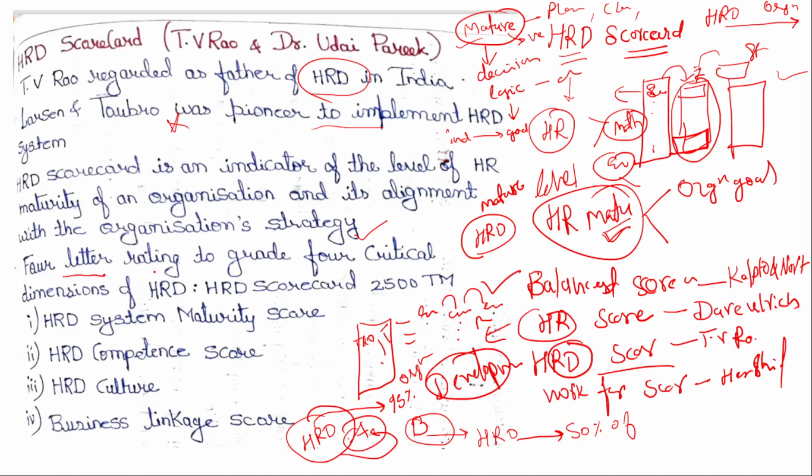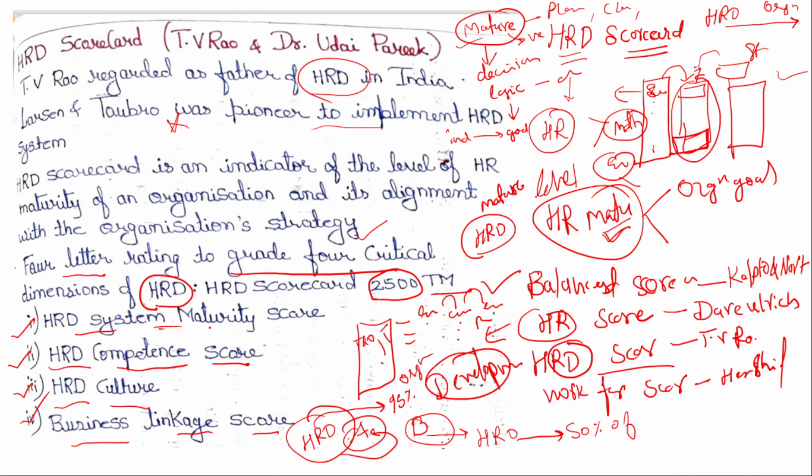These are the 4 critical dimensions of HRD. This is also called the HRD Scorecard 2500 TM. These 4 dimensions are HRD System Maturity Score, HRD Competence Score, HRD Culture, and Business Linkage Score.